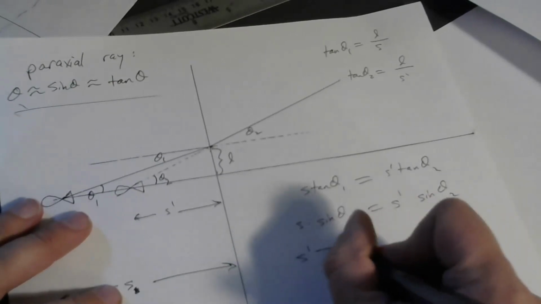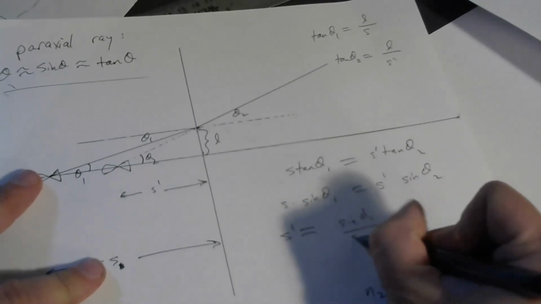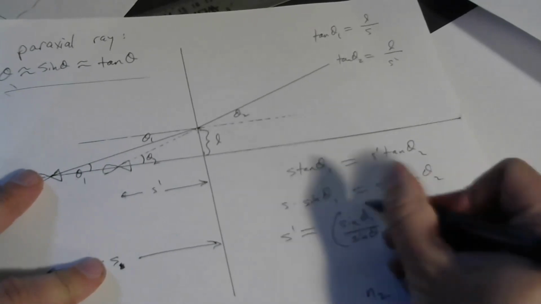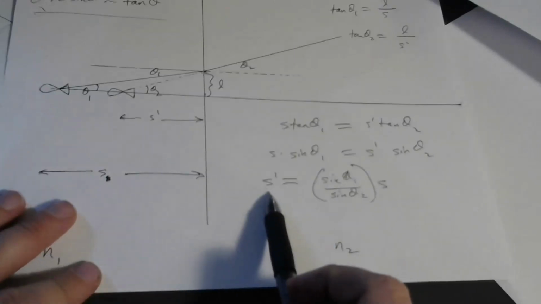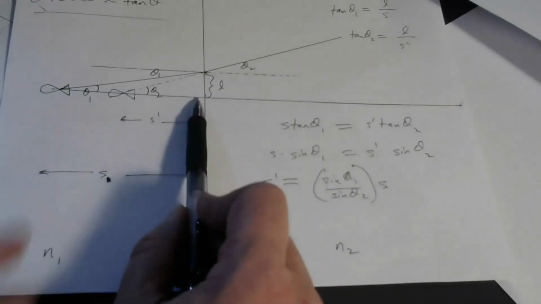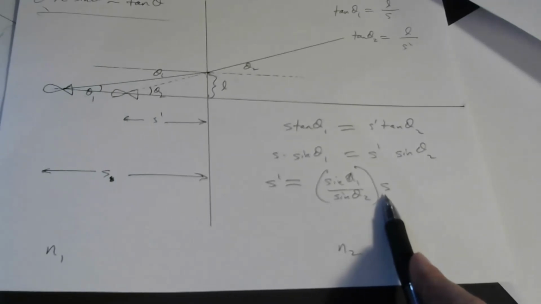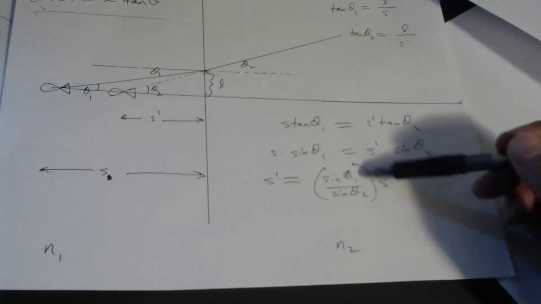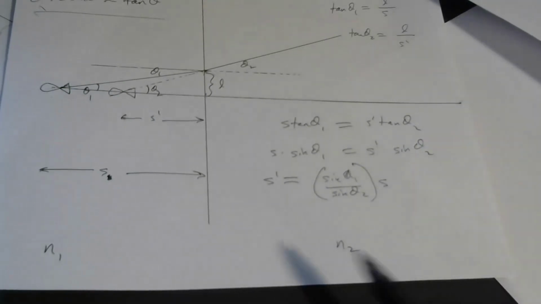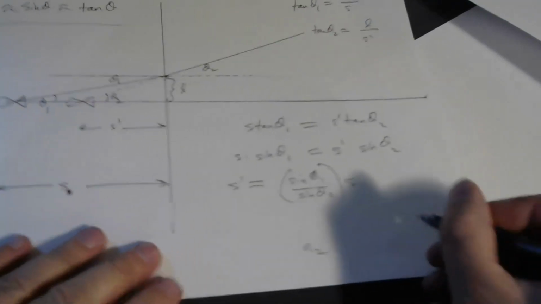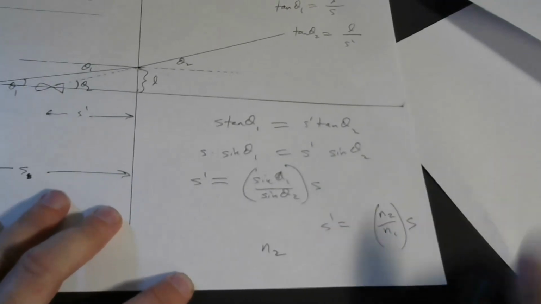Okay. S prime, I'm going to solve this for S prime. That would be sine of theta 1 over sine of theta 2 times S. Great. So we can express the perceived location of the fish in terms of the actual distance of the fish from the boundary. You should be recognizing here, we can replace this using Snell's law with the ratio of the indices of refraction. So just take the reciprocal ratio of the indices of refraction. S prime would have to be N2 over N1 times S.